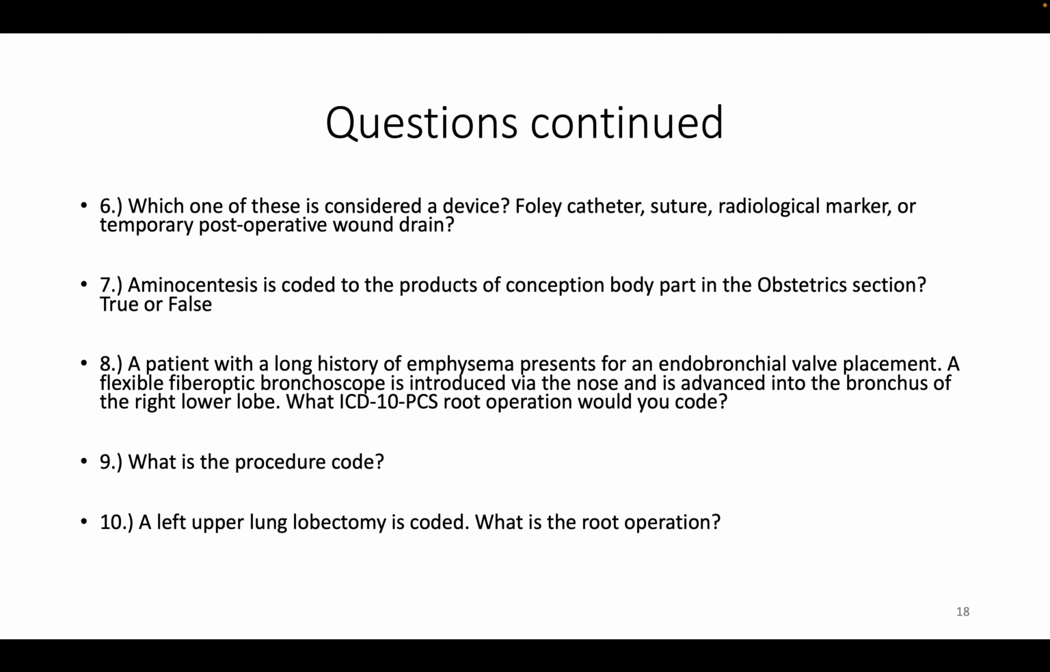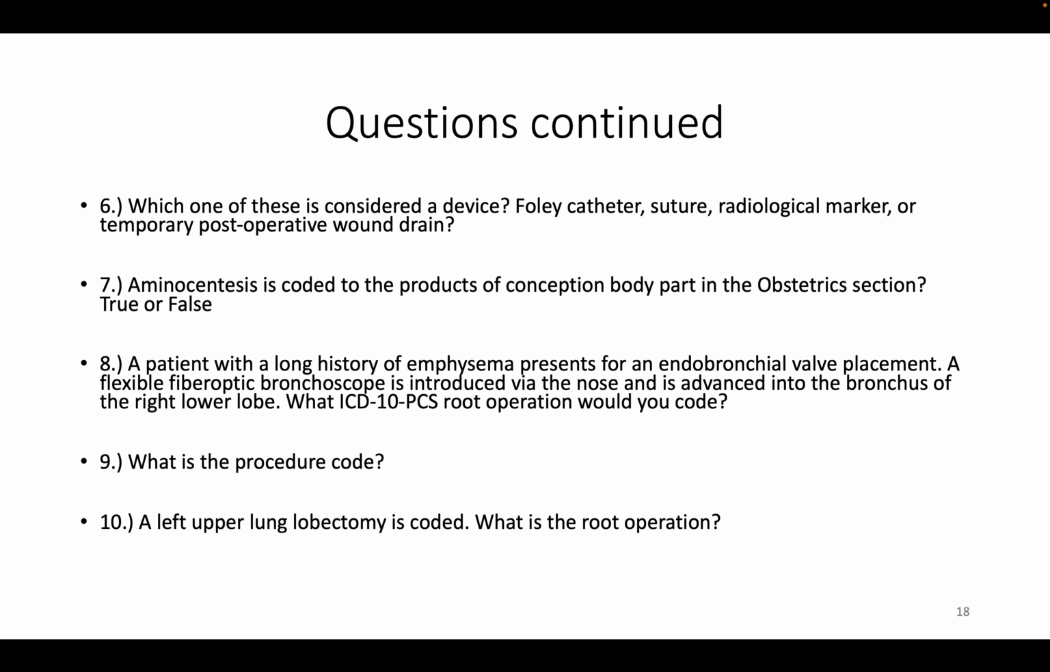Okay, number 9, what is the procedure code? The procedure code for number 8 would be 0BH68GZ. The fourth character, 6, identifies the body part as the right lower lobe bronchus. The fifth character, 8, identifies the approach or technique used to reach the operative site as via natural or artificial opening endoscopic. The sixth character is G, which identifies the device as an endobronchial valve, and Z is the placeholder.